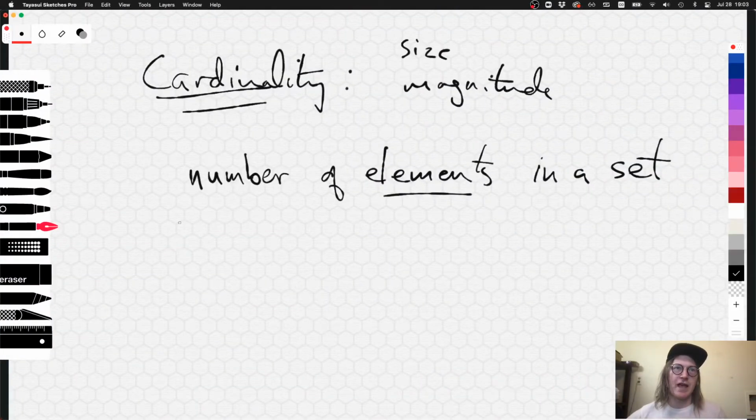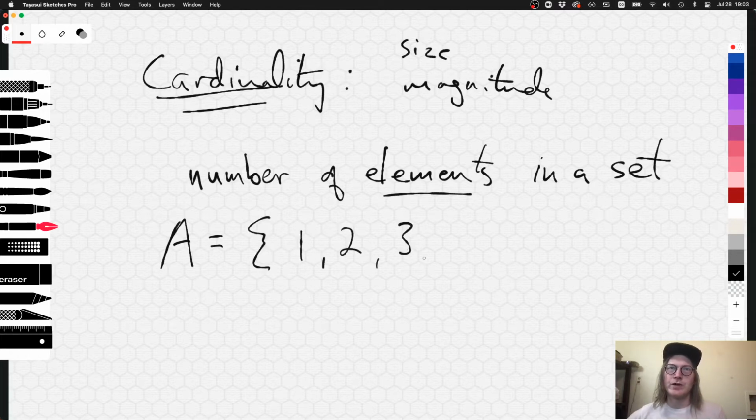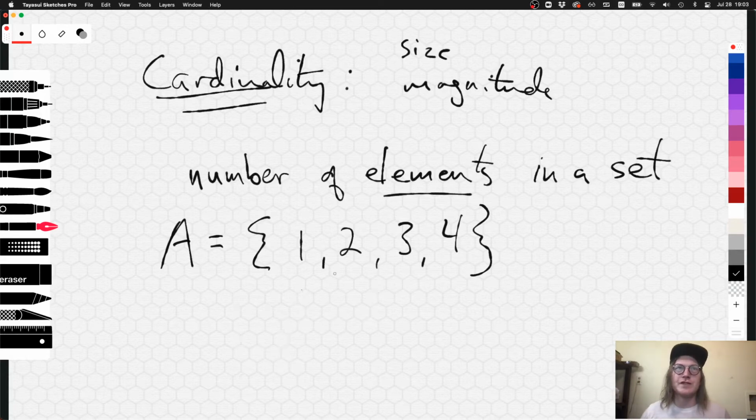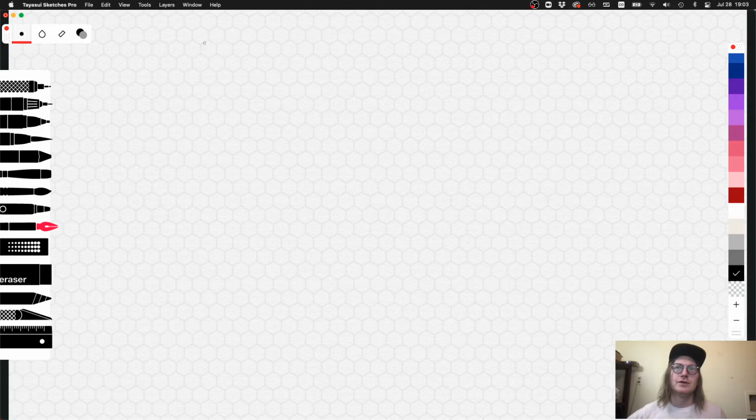So let's just have a simple representation of this. We have some set A, okay? And A contains, let's just say, 1, 2, 3, and 4. If we want to represent the cardinality of A, we use these straight bars, |A|, and that is going to equal 4, right? There are 4 elements in there that we can discern. So we're going to use this idea of cardinality in relation to probability.